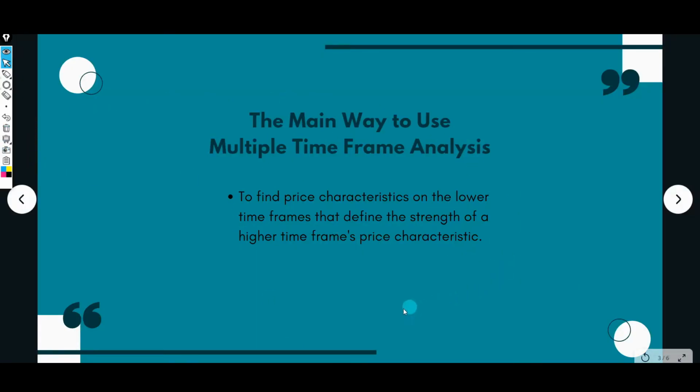So in this way, the main way to use multiple time frame analysis is to find price characteristics on the lower time frames that define the strength of a higher time frame's price characteristic. Okay. All right, let's keep going.